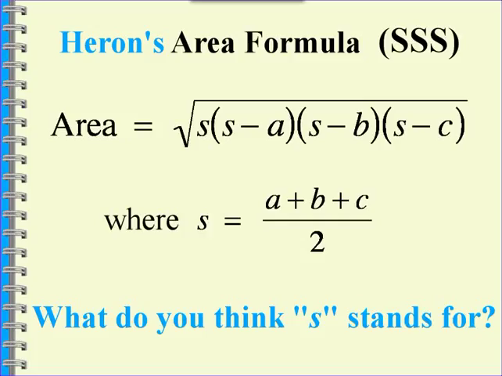So, Heron's area formula is used when you know the side, side, side in a triangle. Up until this point, you only knew the area formula for a triangle is 1/2 the base times the height. But then the problem is, what happens if you don't know the height? And so these next two formulas we're going to look at are going to take that fact into account.